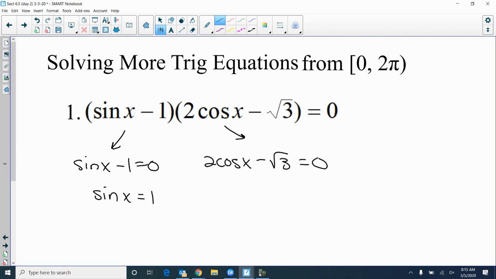Sine of x equals 1. I'm going to do a couple steps here. Cosine of x equals positive square root of 3 over 2. All right, go through, think about those. Now again, I want you to do it without your calculator, but if it's not coming to you, go ahead and use your calculator, do inverse sine or inverse cosine. And you can type in square root of 3 over 2. I'm certainly hoping you remember.